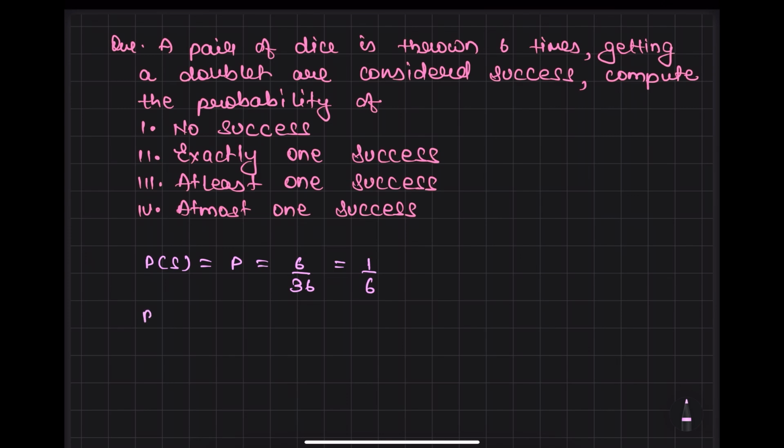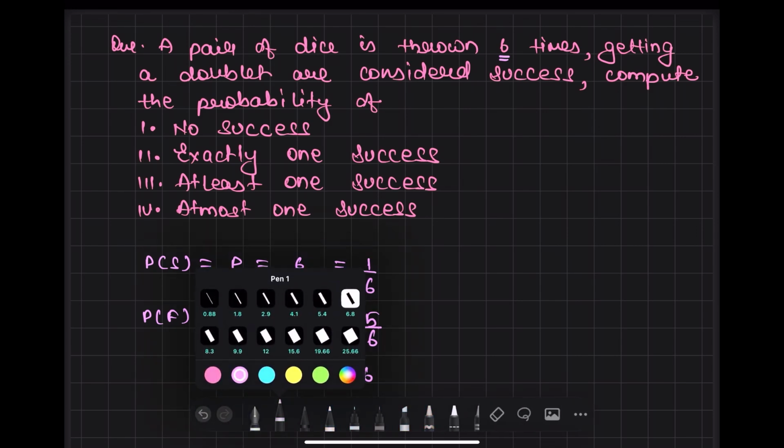Now probability of failure means q. Q is what? The remaining thing will become q. So can I say that it is 30 by 36, or else it is 5 by 6? Okay, now you are good to go with the answer. You know that you have thrown 6 times, so can I say that n is equal to 6? Okay, now look at this.